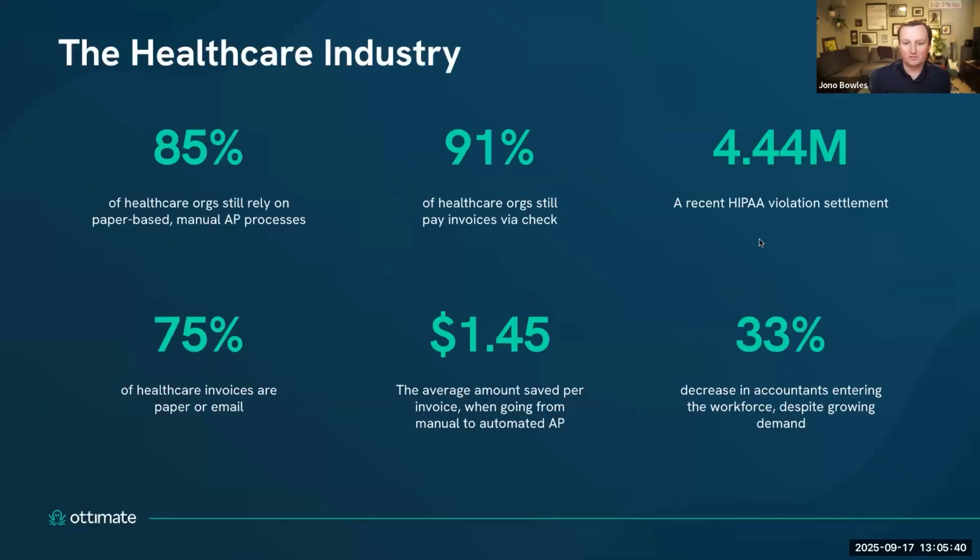Comprising that staggering figure, there's a few trends, which can be summarized into three. Manual inefficiencies: 85% of healthcare organizations still rely on paper-based, old school manual AP processes. We feel that it costs about $6 to process a single invoice manually compared to just $1.45 with automation. So there's a lot of savings to be had. Shockingly, in 2025, 91% of invoices are still paid by a paper check, believe it or not.